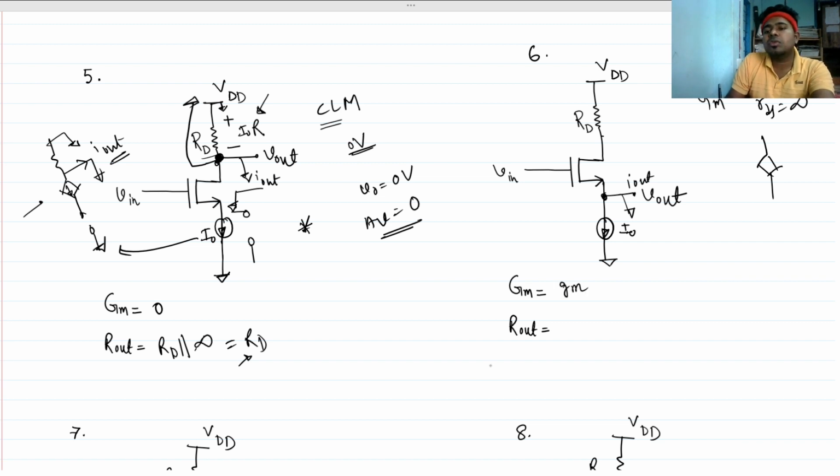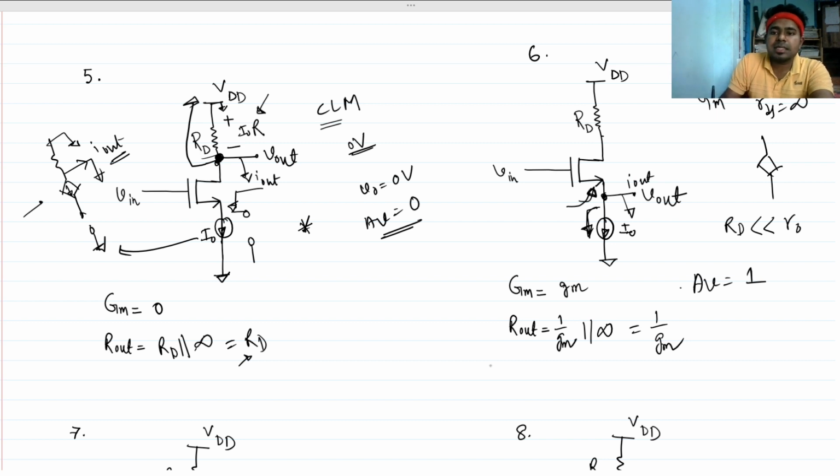But what will be the R out? R out will be the impedance looking up here and looking down here, right? And if RD is finite, comparable with R naught, then what will be the looking in impedance here? This will be 1 over GM, and looking in impedance here is infinity, so this will be the overall R out. So this will be nothing but 1 over GM as well. So what will be the overall gain? This will be approximately 1, right?